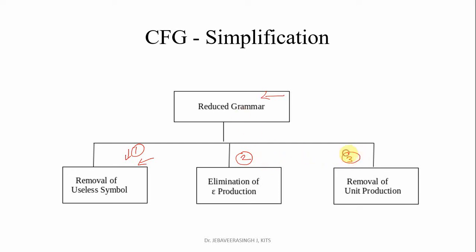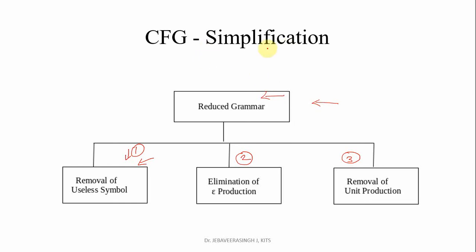Step number 3 in CFG simplification is the removal of unit productions. What do we mean by unit production, and how can they be removed from the grammar? After completing all these 3 steps, we will have what is called a reduced grammar or a simplified context-free grammar.